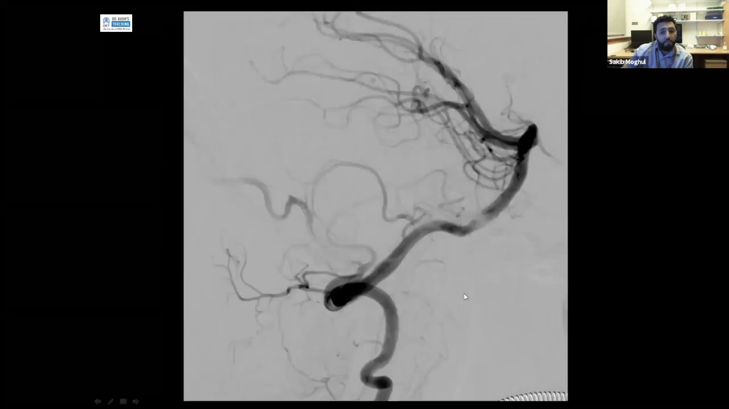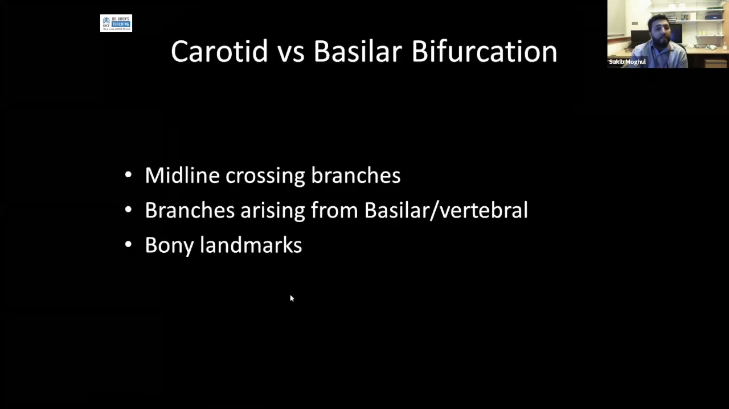So if I now show you the basilar artery, as you can see over here, look at all these turns and curves. Multiple branches are coming off proximally. That's another clue to help you. And finally, bony landmarks can help, if you can see part of the calvarium, which might help you orientate what's posterior and what's anterior.